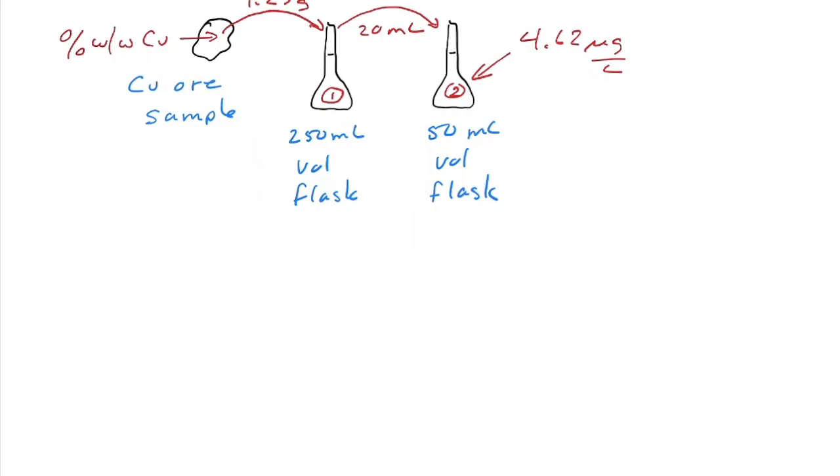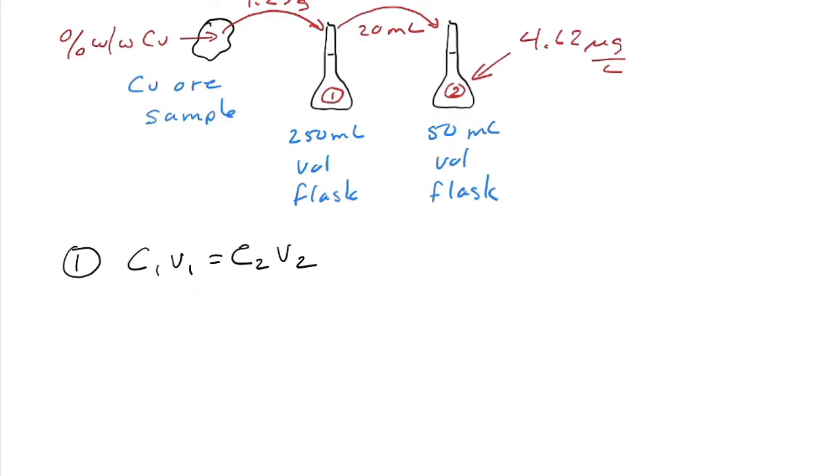So let's just go through this step by step. So the first step is to realize that this is really just a dilution calculation. So we have two volumes in flask 1 and flask 2. We have one concentration, and we're just trying to figure out the other. Now normally you'd be trying to figure out what the dilute concentration is, but in this case we're trying to figure out what the concentrated concentration is. So our calculation is going to start with our C1V1 equals C2V2.